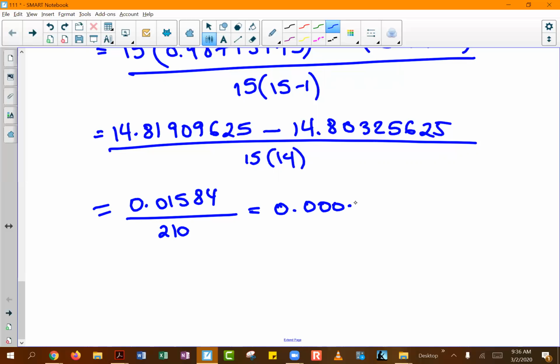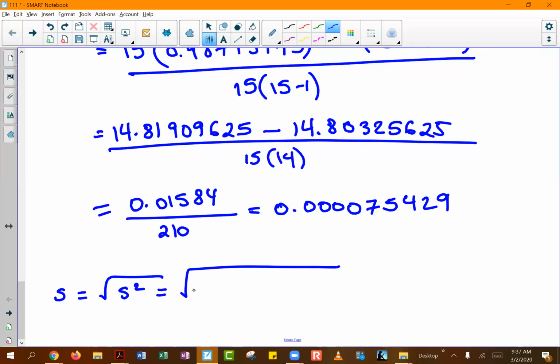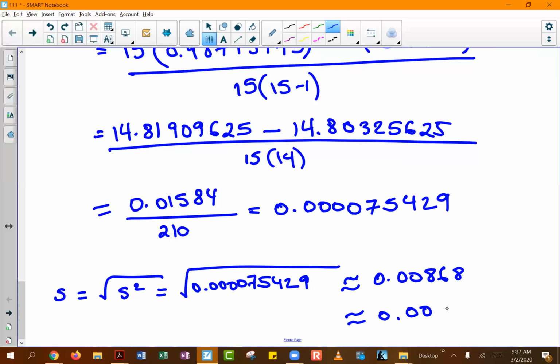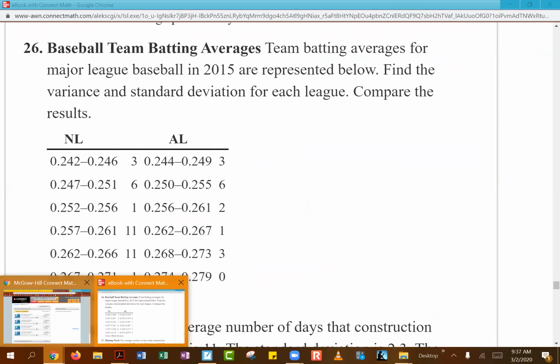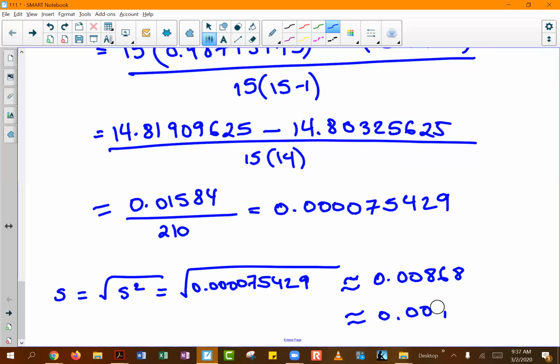And again, like we saw with the National League example, you should see a pretty small number showing up here. So I've got 0.000075429. Now, when you're calculating your standard deviation, make sure you're not rounding this answer. Keep it as it is. Our raw data was 3 decimal places. So this guy should actually be 4 decimal places.